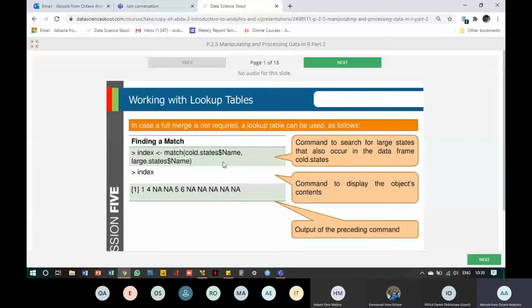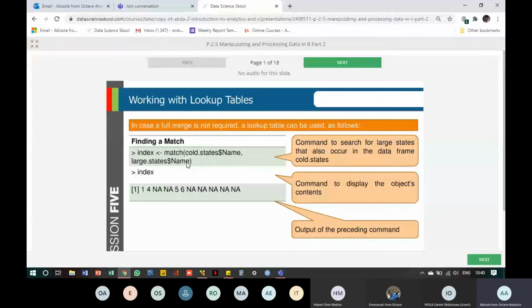So it checks that there are rows in this that are similar to rows in this. So all these ones with NA don't have rows in cold states that are similar to those in large states. That's what it checks. But 1, 4, 5, 6 shows us that rows 1, 4, 5, 6 in large states are also present as cold states. So that's what match does. While percentage in percentage is another kind of function, it reads it forward. This reads it backward. This checks large states that are also cold states.